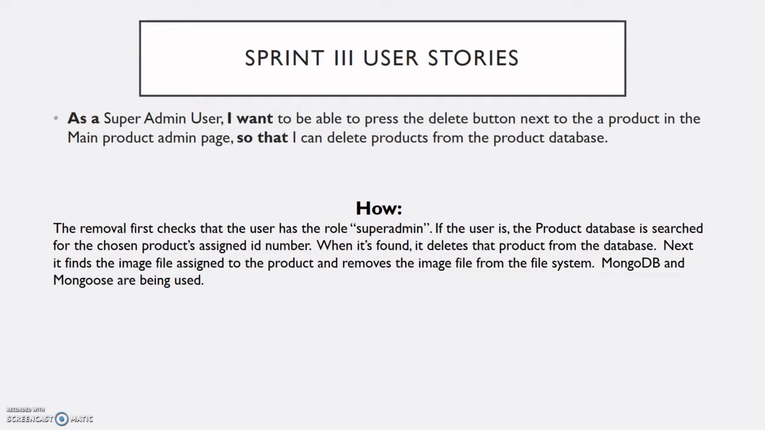How? The removal first checks that the user has the role super admin. If the user is, the product database is searched for the chosen product's assigned ID number. When it's found, it deletes the product from the database. Next, it finds the image file assigned to the product database and removes the image file from the file system. MongoDB and Mongoose are being used.